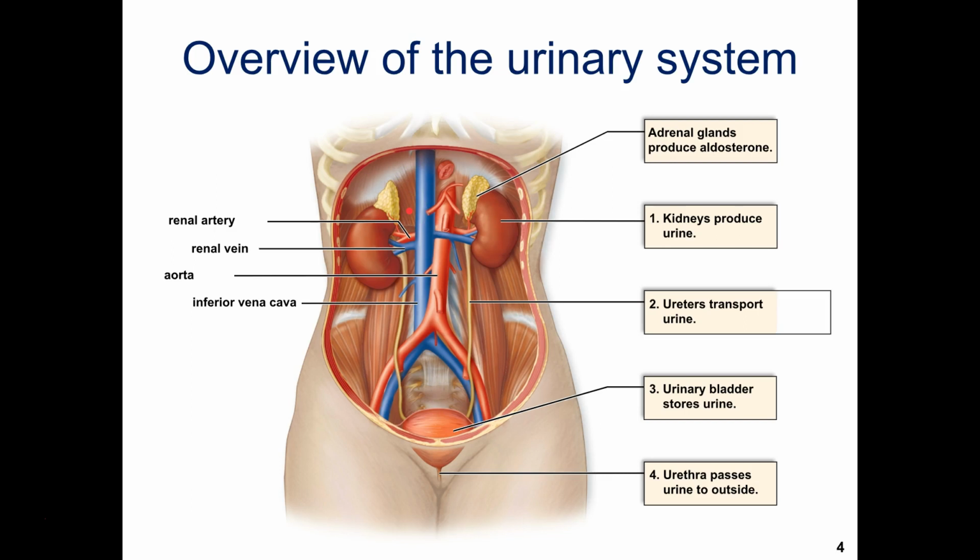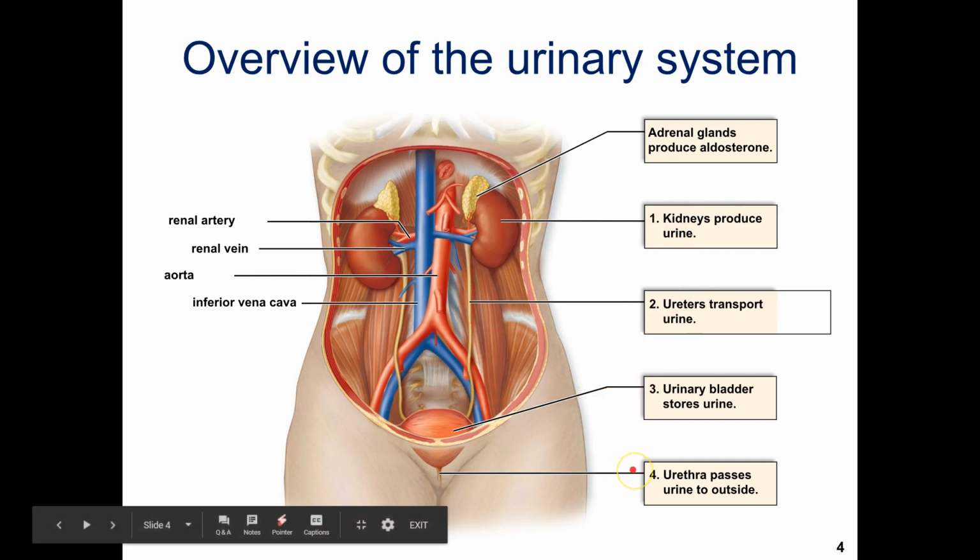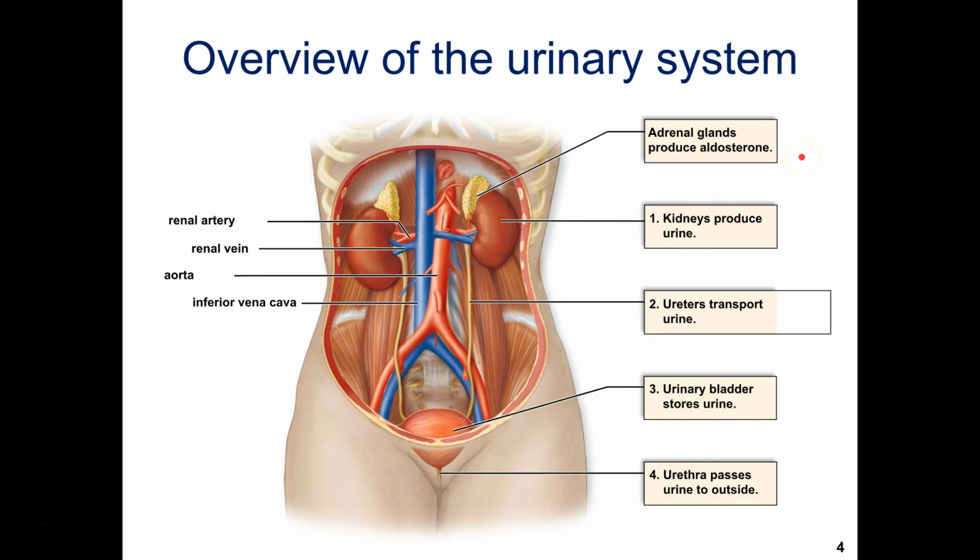So kidneys produce urine, ureters transport the urine to the urinary bladder, and then the urinary bladder stores the urine, and then it is ultimately passed outside via the urethra. And then you have these adrenal glands here, which are going to secrete hormones to help you regulate your homeostasis. They're going to help you regulate the amount of stuff like salt and water in your body.